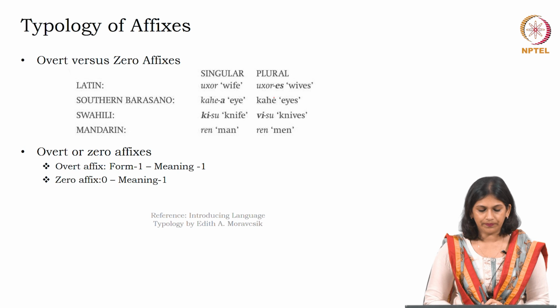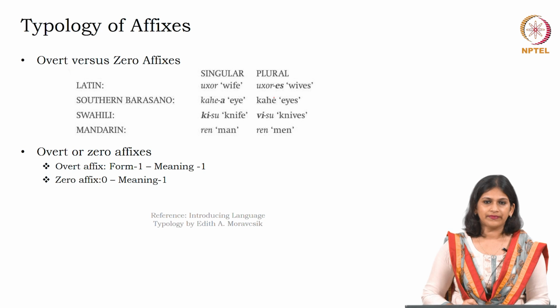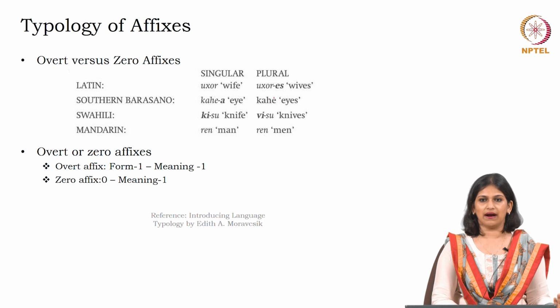Similar is the case with Southern Barbasano, but here the singular form has an overt marker, but the plural form doesn't have it. So this is kahe-a, singular, eye, and kahe is the plural, eyes, right? It's just the other way around, clear? So in Latin, the singular doesn't have a marker, the plural does. In Barbasano, the singular has a marker, but the plural doesn't have it.